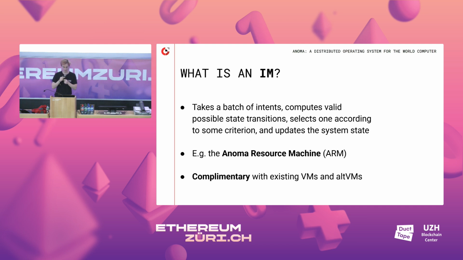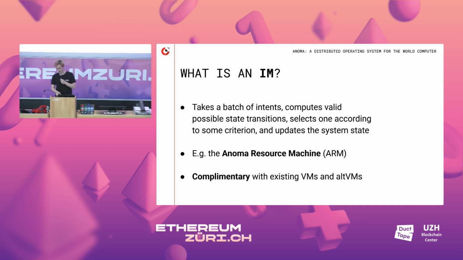One example here, and I think the only one so far, albeit we will see more and more of these things coming up, is the Anoma resource machine. We saw this with the EVM. The EVM was the first, and then a year in, we started seeing things that had slightly different trade-off criteria.